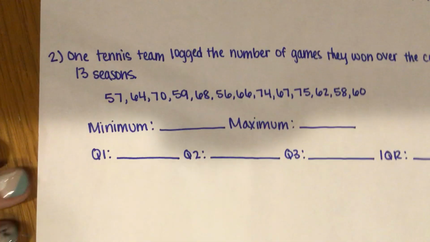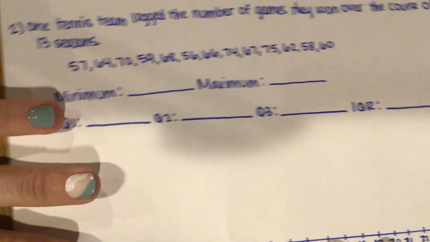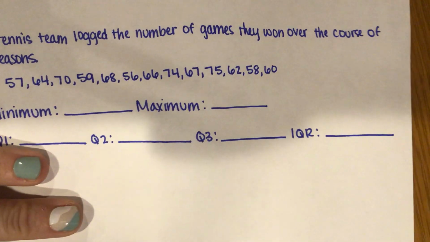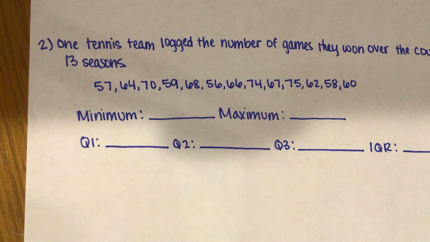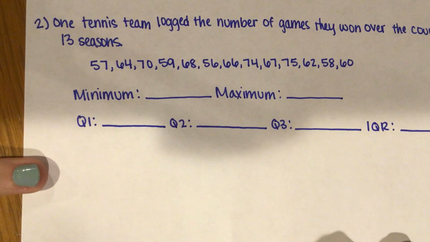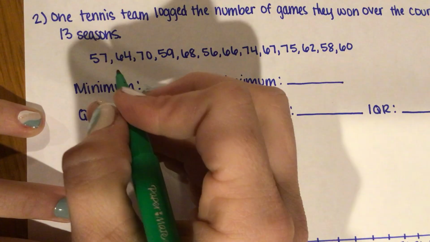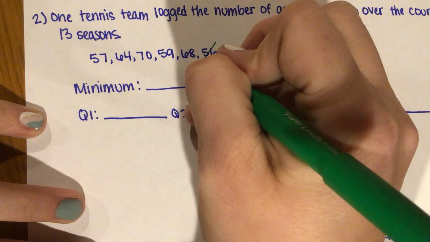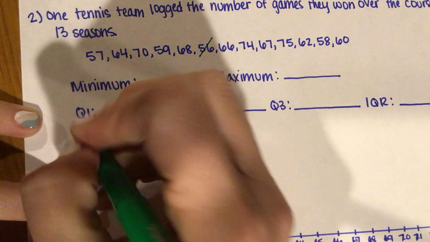Okay. Now, number 2 says, one tennis team logged the number of games they won over the course of 13 seasons. So I have 13 numbers here. Again, I have to rearrange them from least to greatest. I cannot do this without that. So my lowest number so far looks like 56. So I'm going to start there.